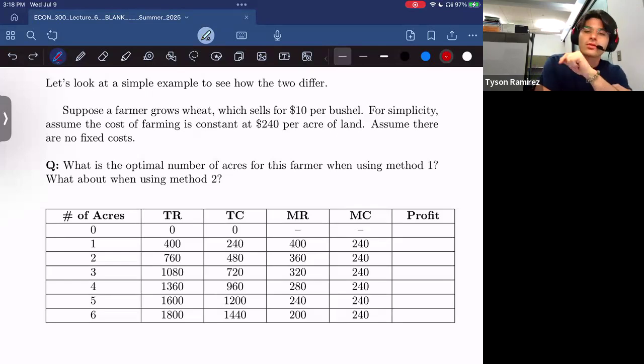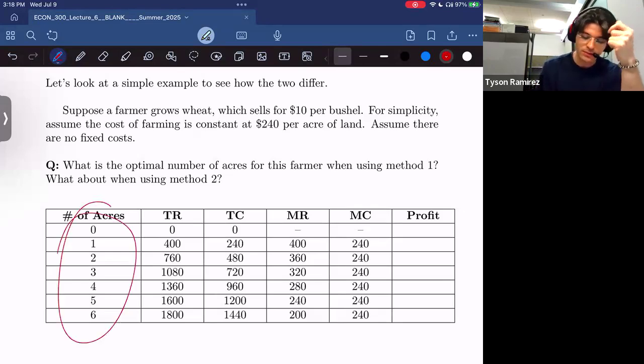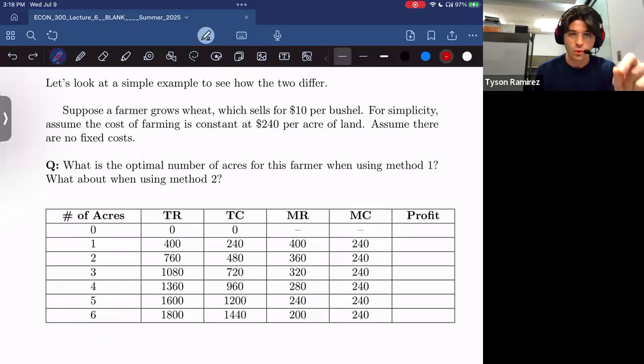So my question to you is, what is the optimal number of acres? Which number should we choose if we use method one? And then again, what if we use method two? Are these answers the same or are they different? Go ahead, pause this video now and try it out for yourself and see what we find.